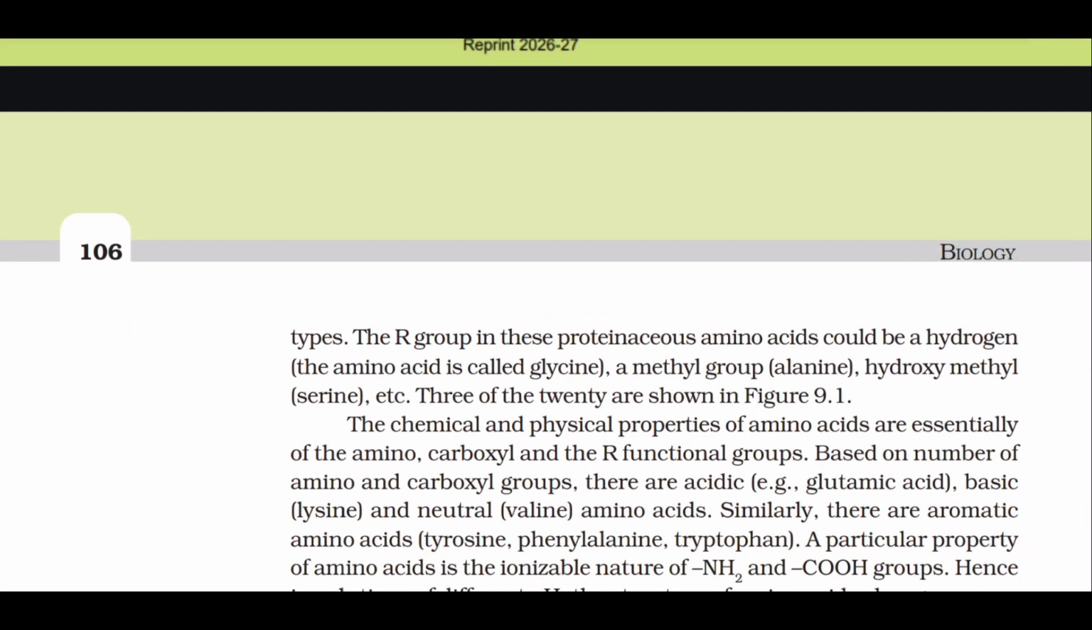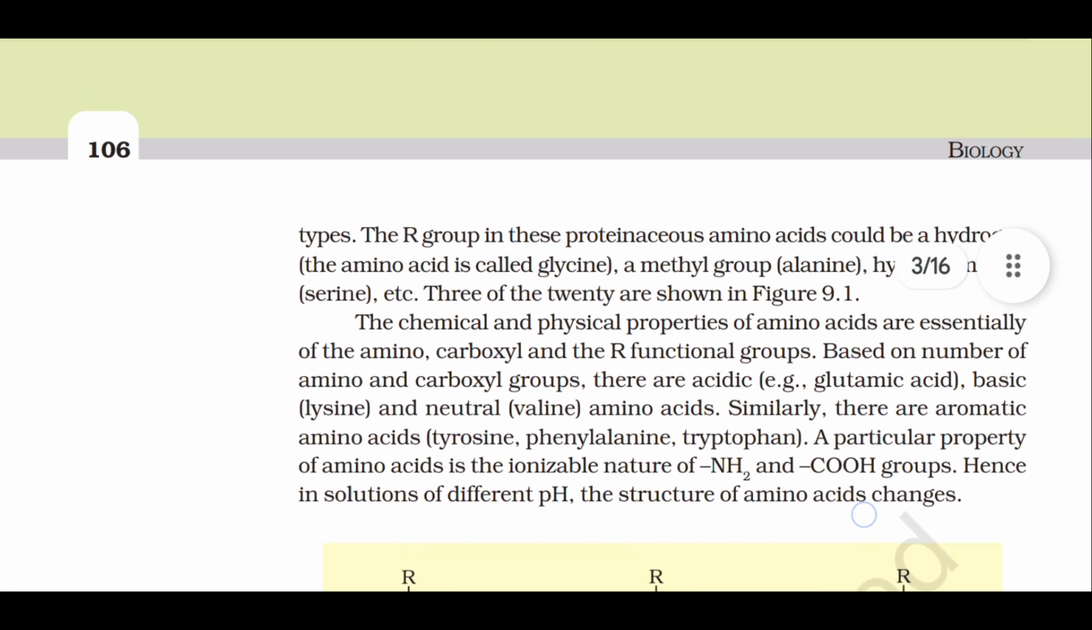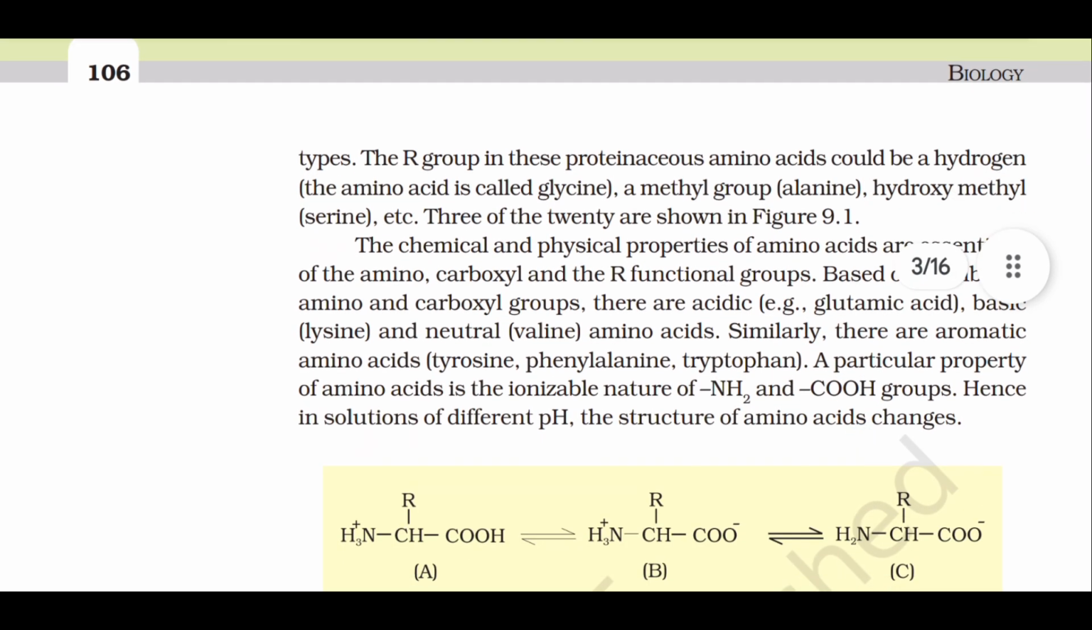The R group in these proteinaceous amino acids could be a hydrogen. The amino acid is called glycine. A methyl group, alanine, hydroxyl methyl, serine, etc. 3 of the 20 are shown in figure 9.1. The chemical and physical properties of amino acids are essentially of the amino, carboxyl, and the R functional groups. Based on the number of amino and carboxyl groups, there are acidic, for example, glutamic acid, basic, lysine, and neutral, valine amino acids. Similarly, there are aromatic amino acids, tyrosine, phenylalanine, tryptophan.